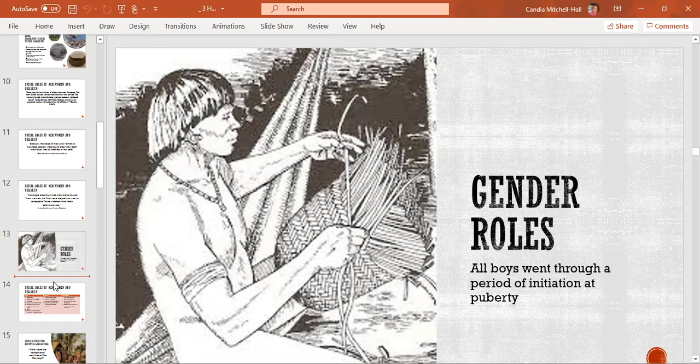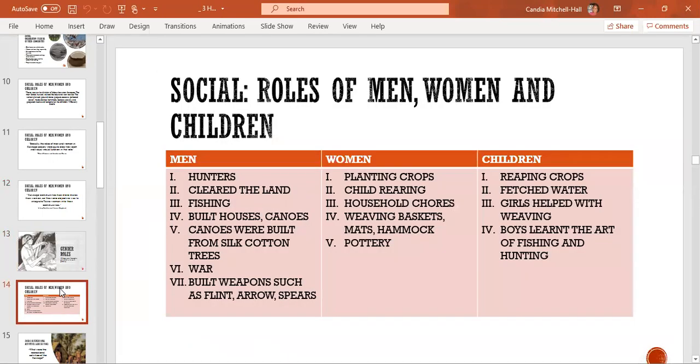Similar to the Tainos, the men, we know for sure that for gendered roles, they were hunters, they cleared the land, they fished, they built the houses, they built the canoes from the silk tree, they went to war, they built weapons. Just like the females in the Taino communities, the females reared the children, planted crops, and made baskets, mats, pottery, all these different things.